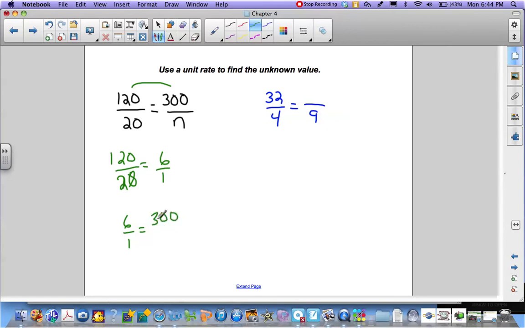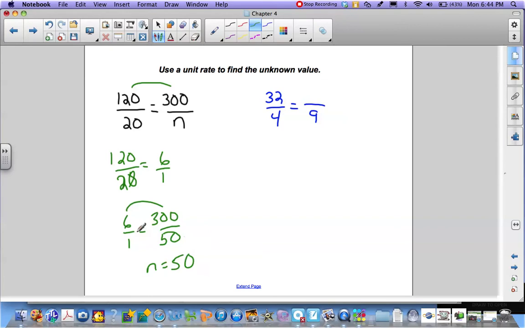Okay, so 6 to 1 is equal to 300 to n. And now I can look, the multiple of 300 is 6. 6 times 50 is 300. 1 times 50 is 50. So n is equal to 50.